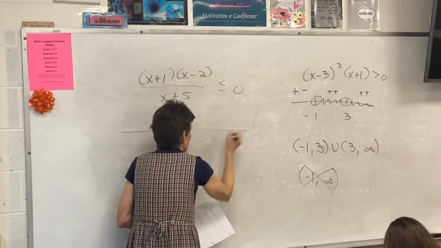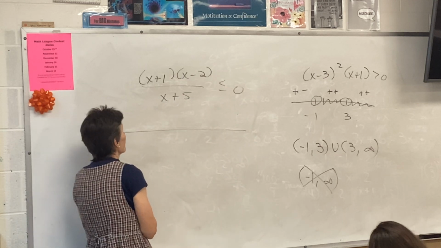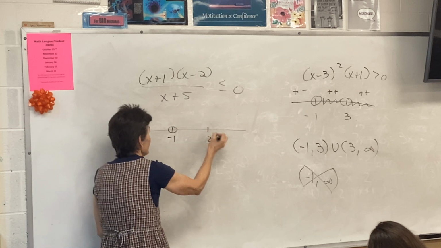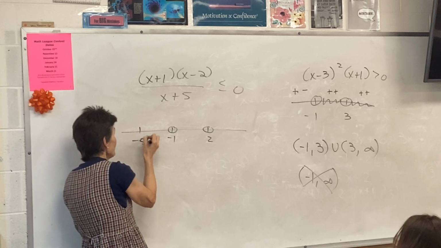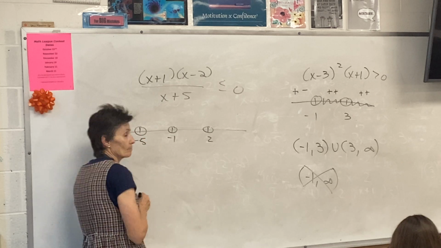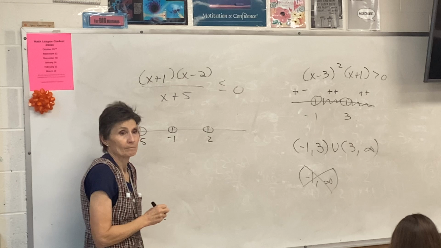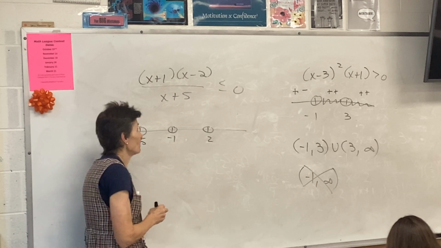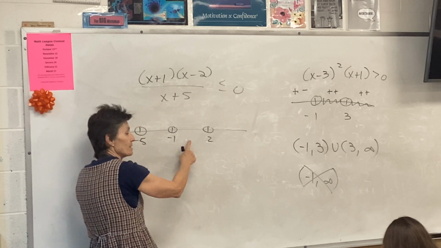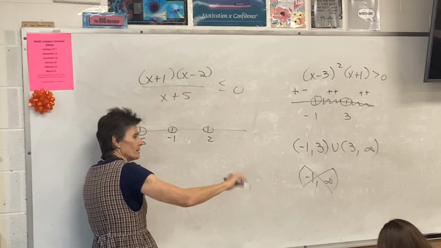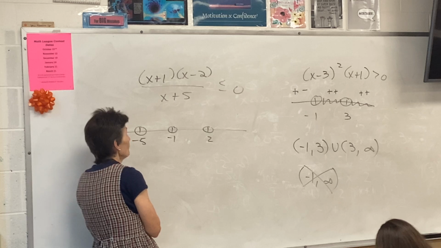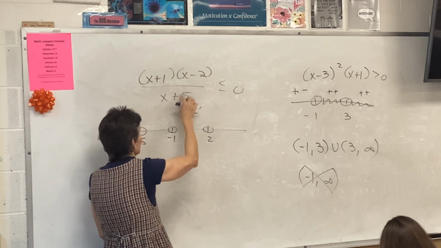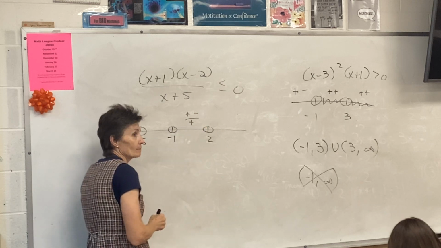And where will the dots be on our number line? Negative 1, positive 2, and negative 5. Right? So I'm going to pick my 0 again. I like 0. Pick whatever you want. I'm going to pick 0. 0 gives me a positive, a negative, and a positive.